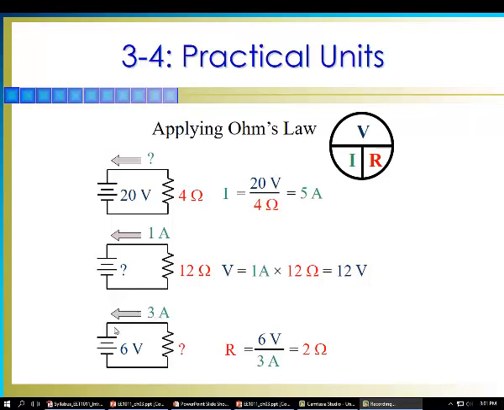And if we know the current flowing through the circuit and we know the value of the voltage in this source, then we can find the value of this resistor. From here you can see that the resistor equals the voltage divided by the current. So 6 divided by 3 equals 2, and the unit for resistance is ohms. So that would be 2 ohms.